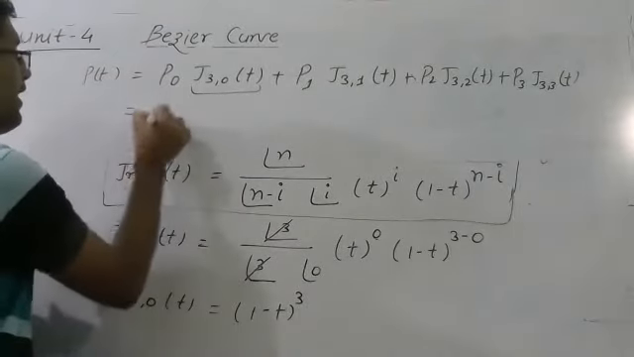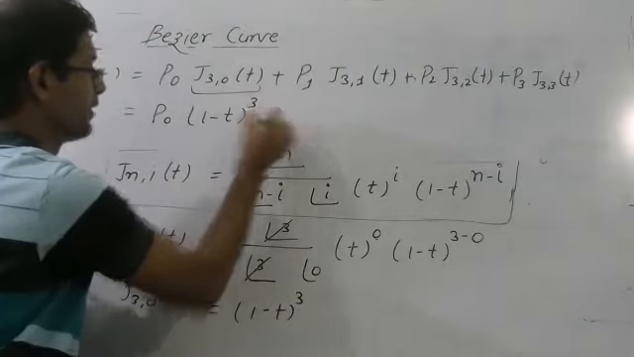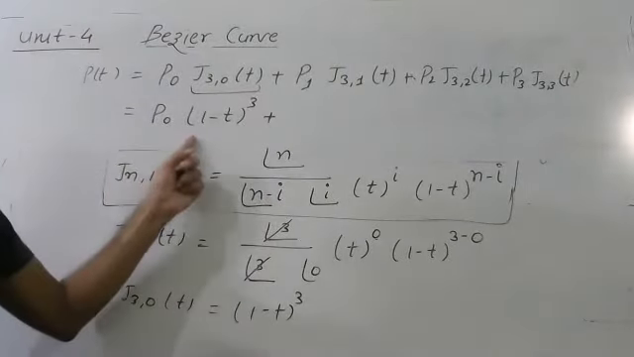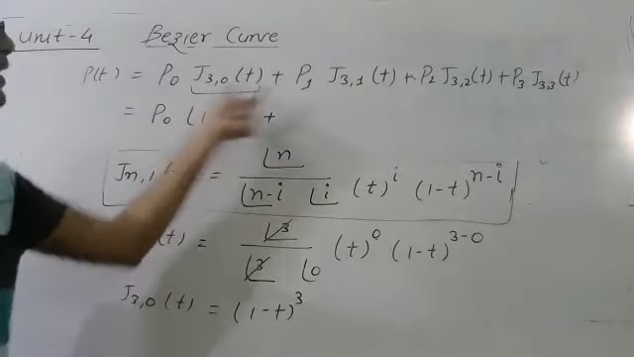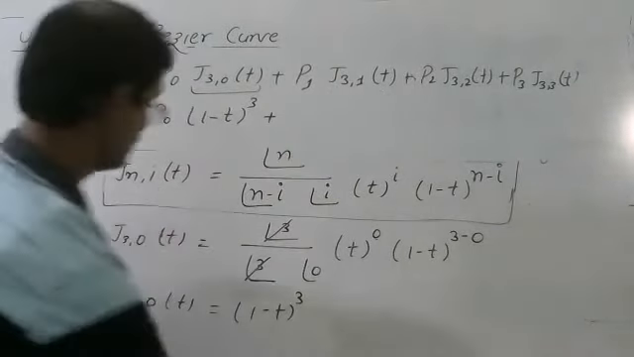So now I am writing the equation. This J3,0 is equal to (1 minus t) cube. Now I'll calculate the value of J3,1(t) using the same equation.